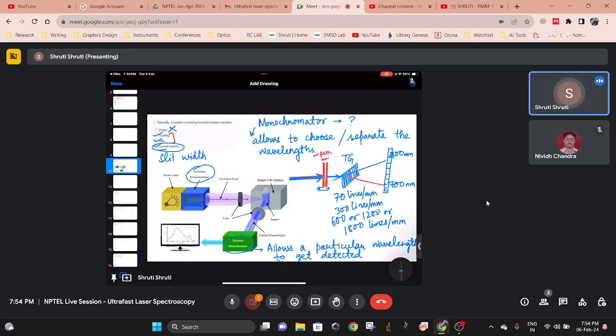Again, we have to use it with some kind of grating to separate out the wavelengths. I think so.